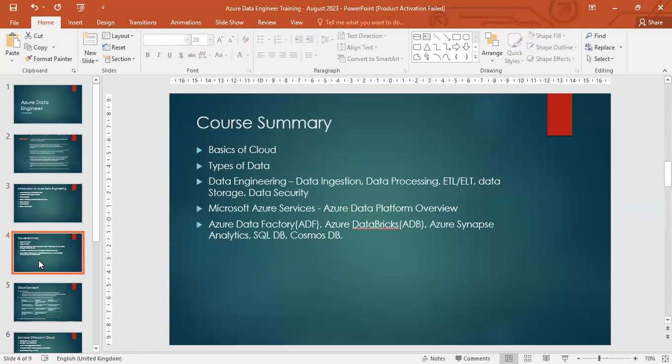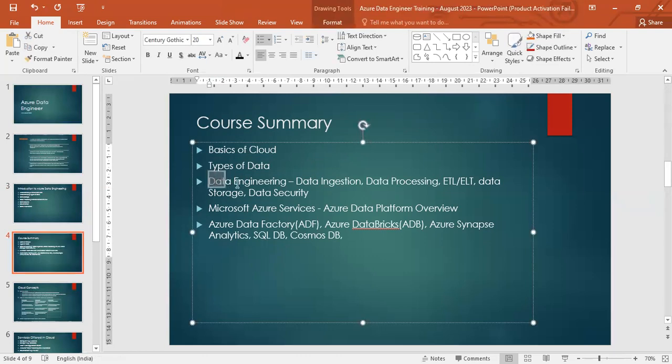As part of this course, we will understand the basics of the cloud and the types of data, as I mentioned in the previous slide. The various steps that are required for data engineering are data ingestion, data processing, storage, and security. And the Microsoft services we will look at are basically the data platform services, which include Data Factory, Databricks, Synapse Analytics, Azure SQL DB, and Cosmos DB. So these are the various storage types which are part of the Azure cloud.